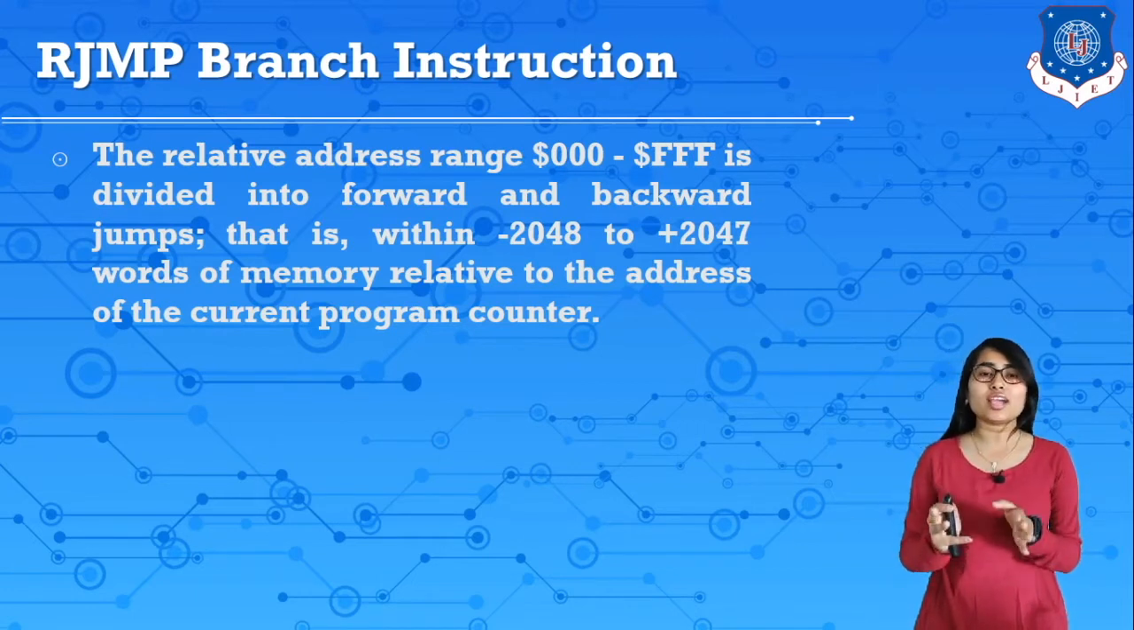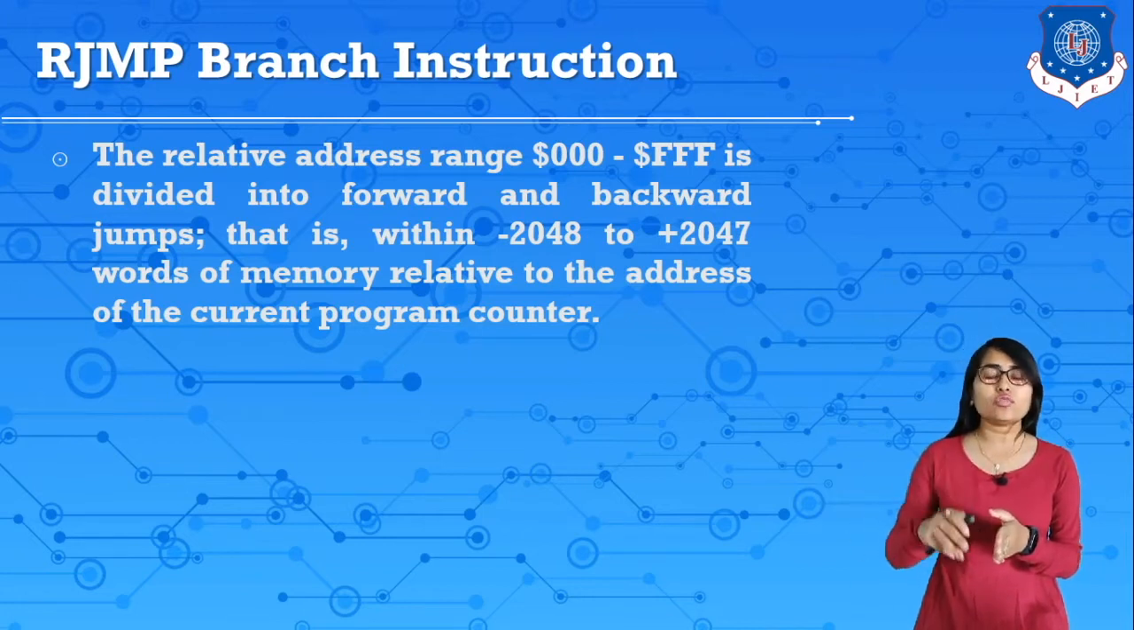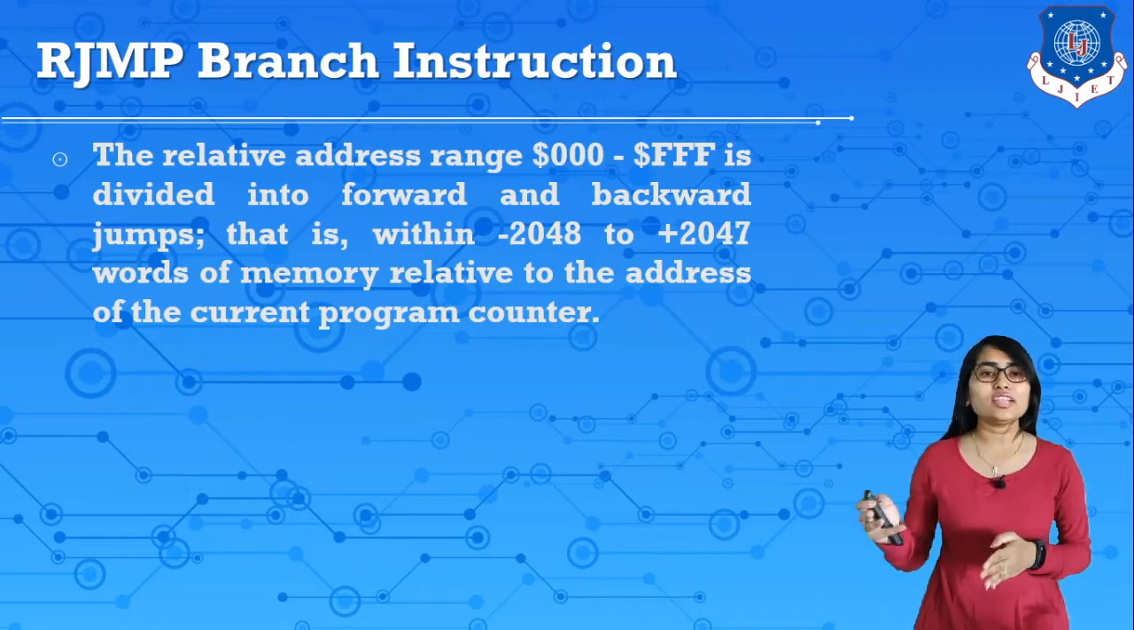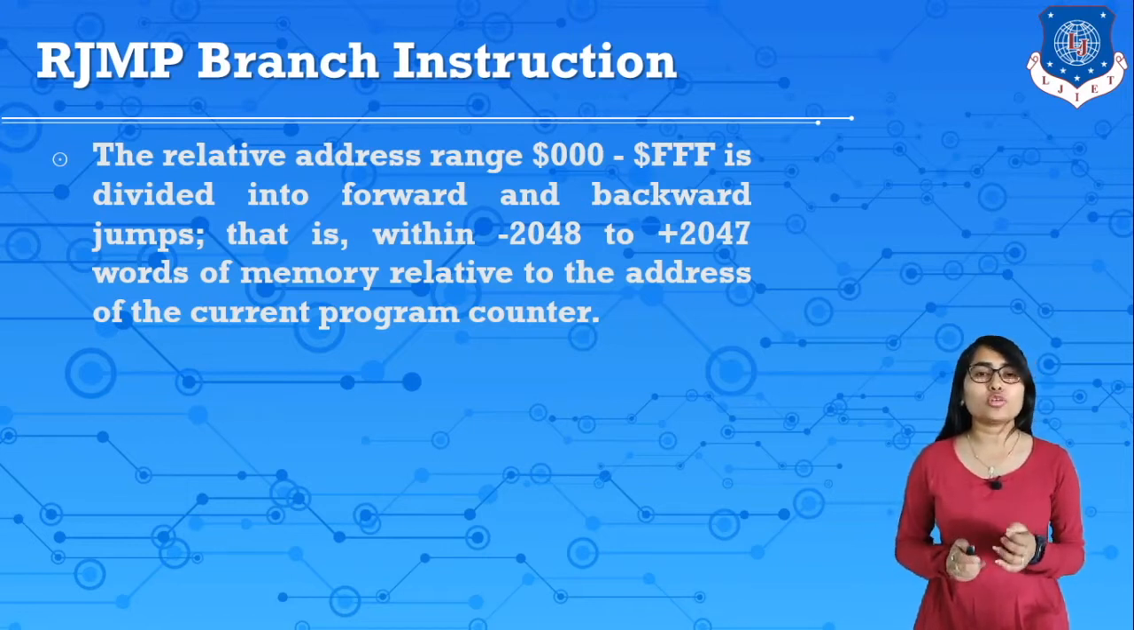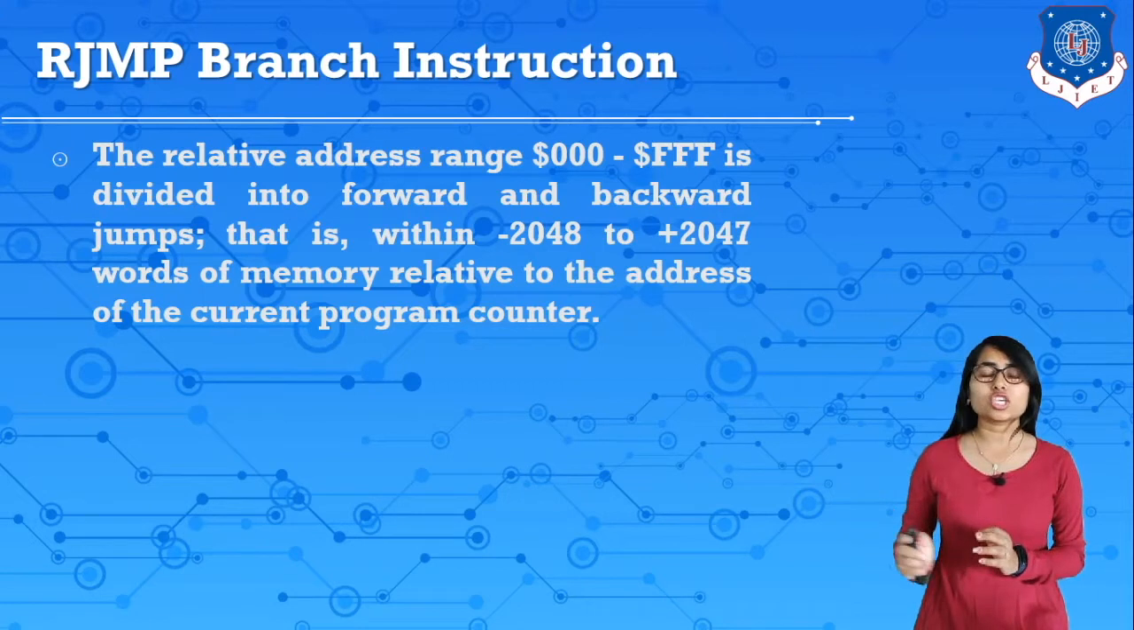Whatever the content of the program counter, it works as a reference address. In RJMP, after the RJMP instruction, if we want to jump to a desired location, we add the value of that location to the program counter. At that location, the program counter is going to execute the program.